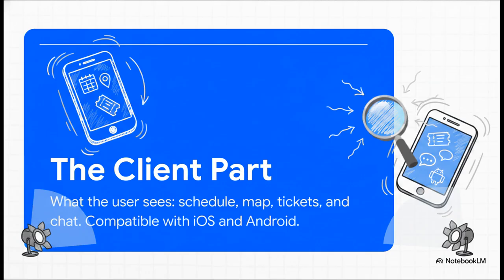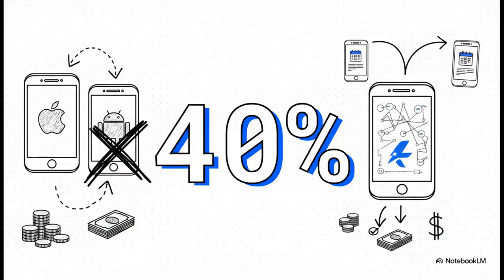It has to look gorgeous, respond instantly, and this is critical, it absolutely must work flawlessly across both iOS and Android, because your audience is for sure bringing a mix of both devices to the venue. And here is a massive tip. This is where cross-platform development, using frameworks like Flutter, becomes a total game changer. We're talking about saving up to 30 to 40% of your budget.